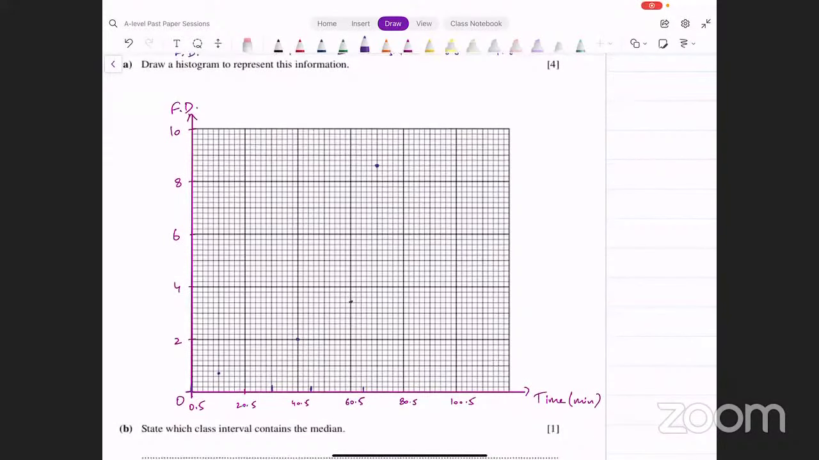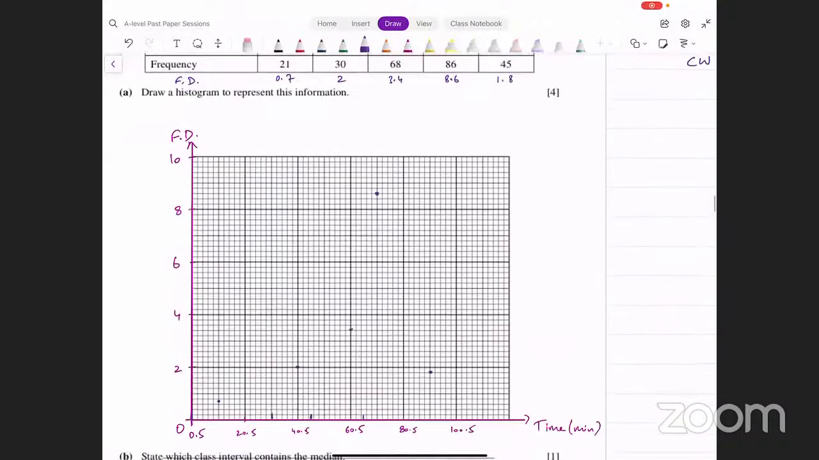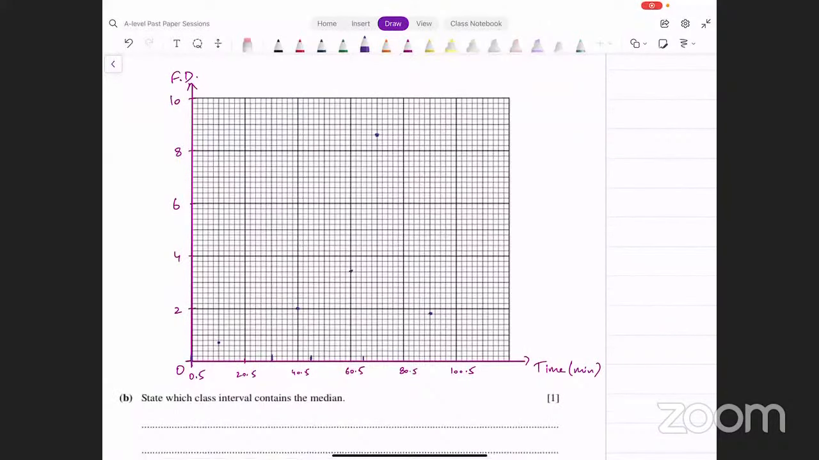1.8 is going to be somewhere here. अच्छा, 65.5 से कहाँ तक जा रहे थे? 75.5 तक. That is going to be here. And then finally, we've got 100.5. That is here. Now what I'm going to do is I'm just going to take a ruler, as in you are going to take a ruler. You're going to make these bars.